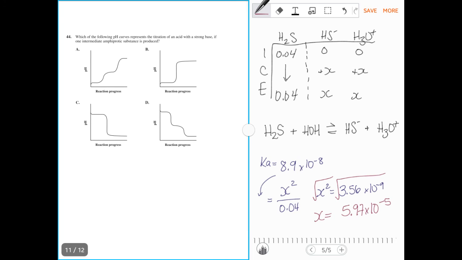Let's take a look at this last question here. It says, which of the following pH curves represents the titration of an acid with a strong base if one intermediate is produced? First thing we need to do is find the titration of an acid with a base. We should always start with a low pH if we're titrating an acid.